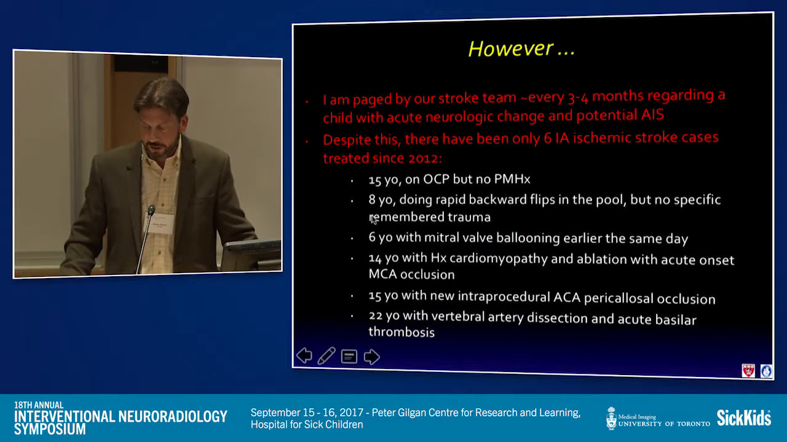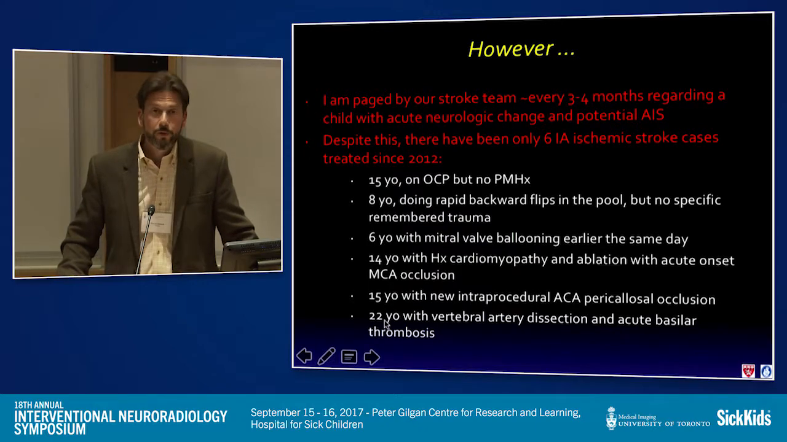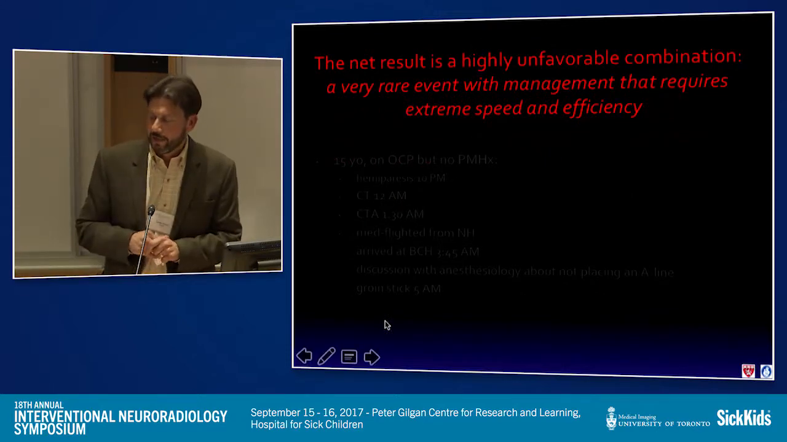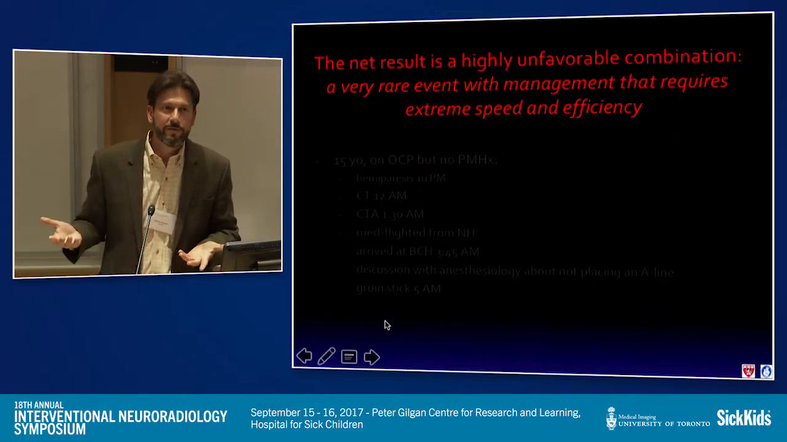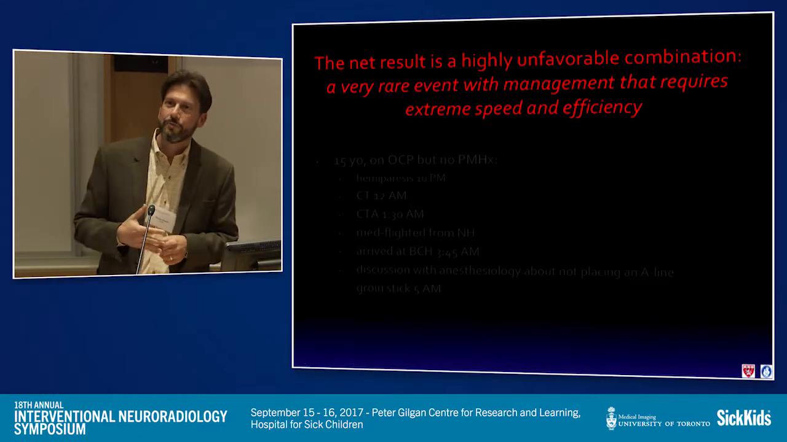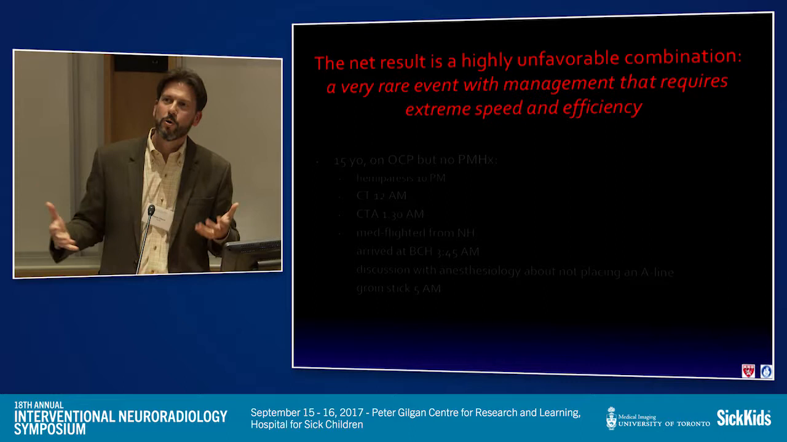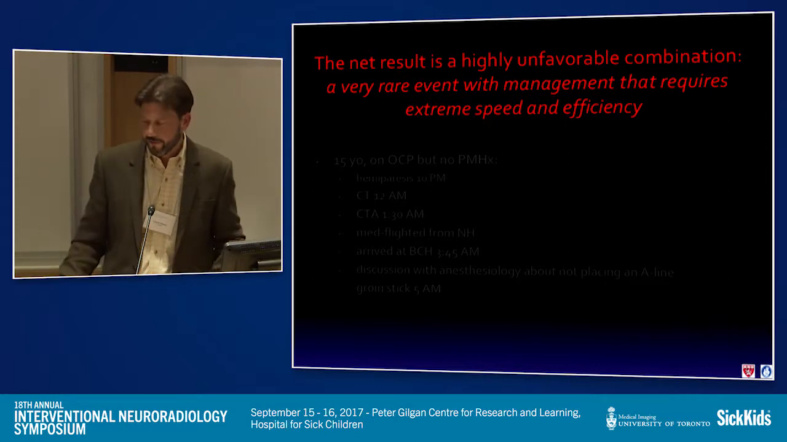You can see a 15-year-old, 8-year-old, 6-year-old. This was the Shone's complex patient, 14, 15, and 22-year-old patient. And so the net result of that combination is very unfavorable, right? It's a very, very rare event that, in order to manage appropriately, requires incredible coordination of the team and extreme speed and efficiency.